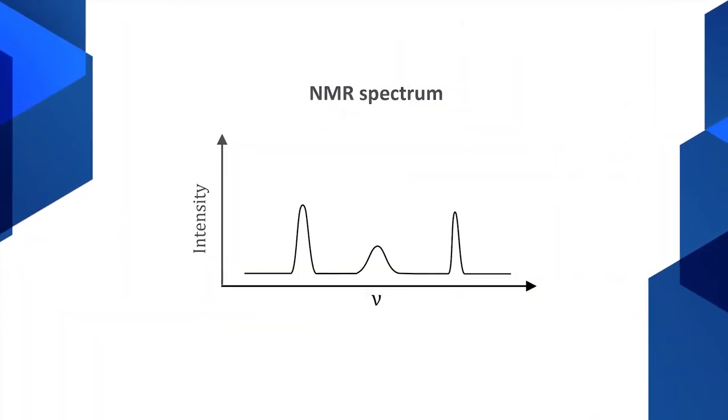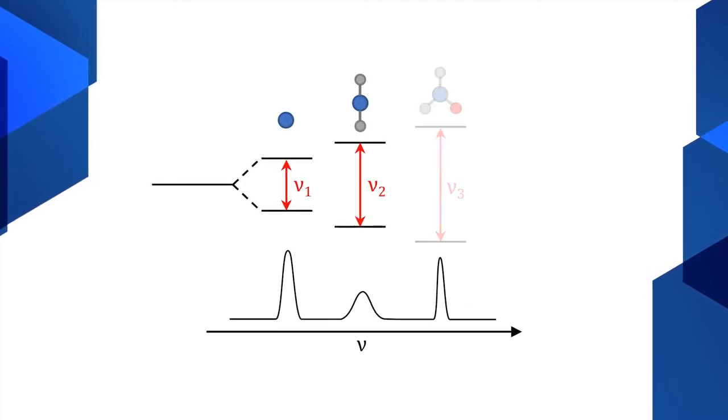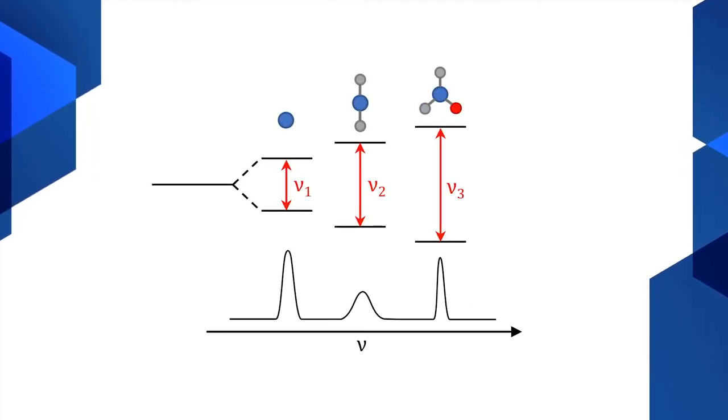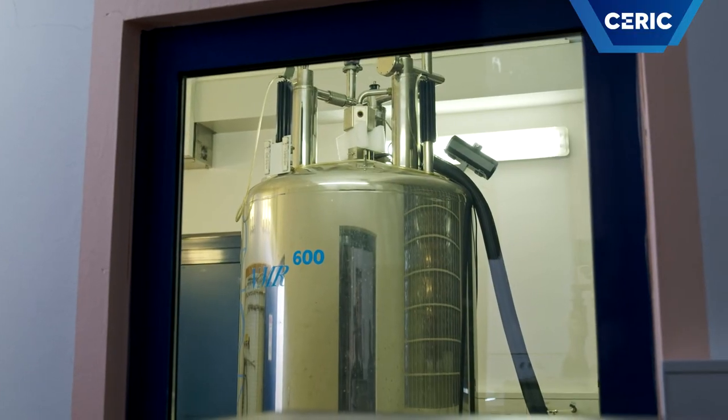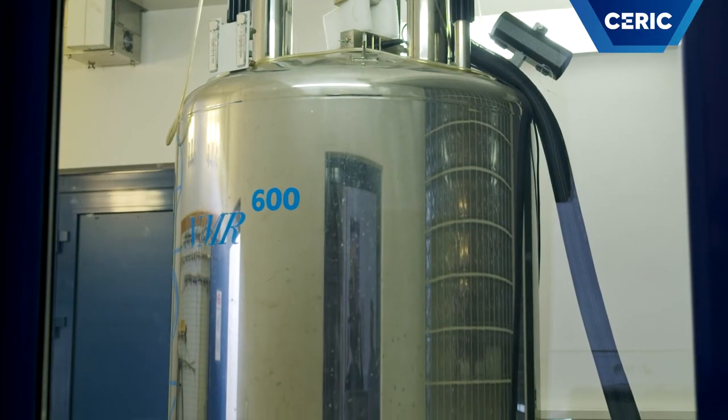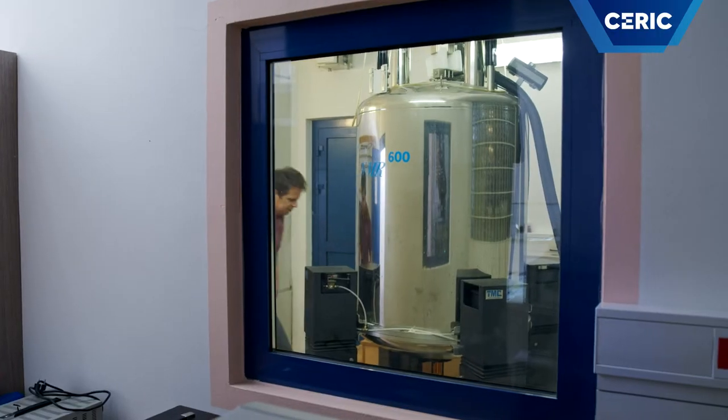In the spectrum, atomic nuclei that feel different local fields give rise to signals at different frequencies and with different shapes. For doing NMR spectroscopy, we need an NMR spectrometer, which consists of a strong superconducting magnet, an NMR probe, and a console. We have a relatively old magnet in a separate small room. This magnet generates a homogeneous static magnetic field of 14.1 Tesla.